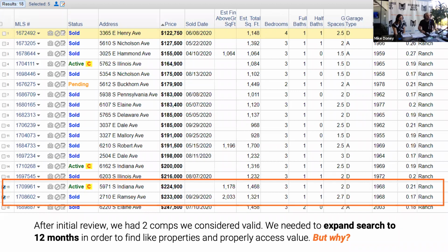So if we look at all of these numbers, why would a house on East Henry Avenue sell for $122,750? And why would a house on Elaine Avenue sell for $247? And why would Ramsey sell for $233? Ramsey's a pretty busy street. And Indiana, although it's active with offers, $224. And then we go to Illinois, that's $216. I'm not 100% satisfied at this point, right?